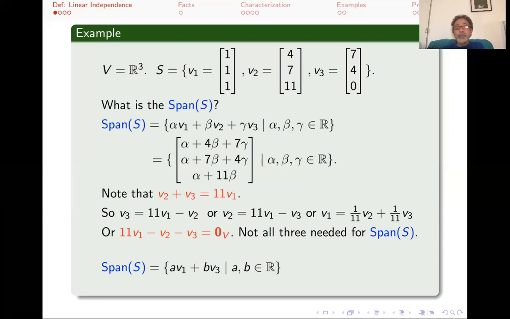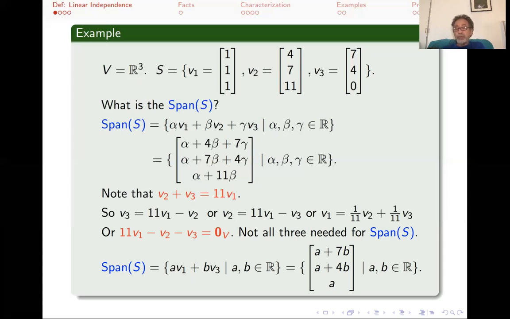V2 is not necessary. Any time you were going to use V2, you can replace that usage by 11 V1 minus V3 and turn that linear combination into a linear combination of V1 and V3. So now we can write the span of S in a slightly simpler form. It's things of the form A V1 plus B V3, where A and B are real numbers, and just ignore V2. If we put that together, we get the form (A plus 7B, A plus 4B, A), where A and B are real numbers. And this is much simpler than the one before.